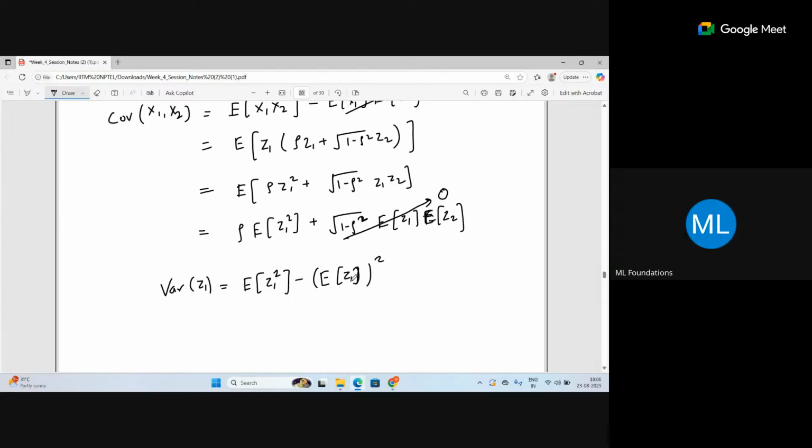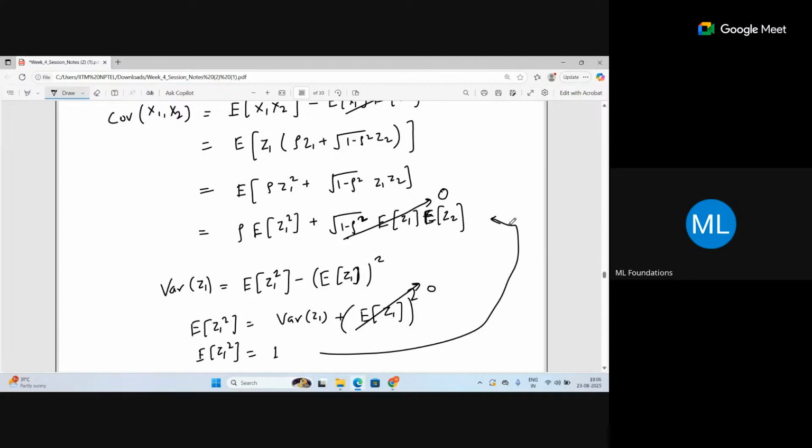Okay, so now I wanted to find out this part, expectation of z1 square. What is that? Expectation of z1 square will be equal to variance of z1 plus expectation of z1 whole square. What is expectation of z1? 0, right? So this is going to be 0, and then variance of z1 is equal to 1, so then expectation of z1 square will become 1. And if I plug in this value in the above equation, what will I get?